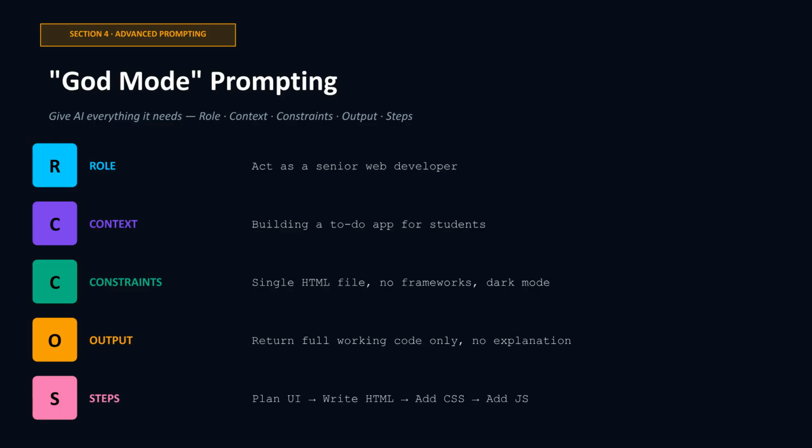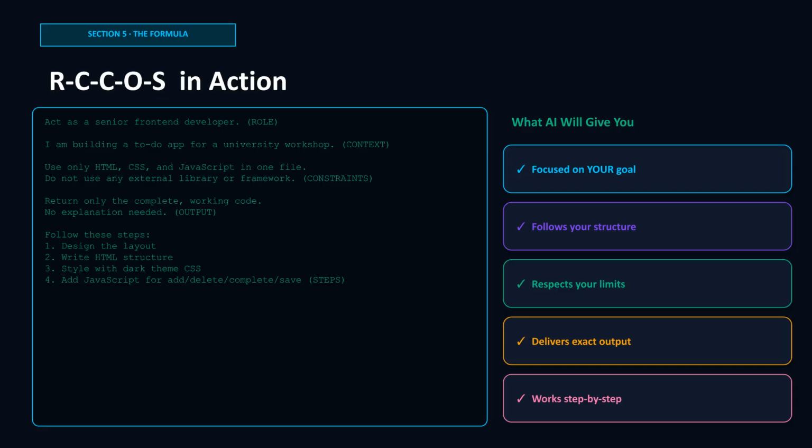To reach what we call God mode in prompting, we use the RCCOS formula. This acronym stands for Role, Context, Constraints, Output, and Steps. By providing these 5 elements in your prompt, you give the AI everything it needs to perform at its highest capability. When you assemble these pieces into a full prompt, you get highly specific results.